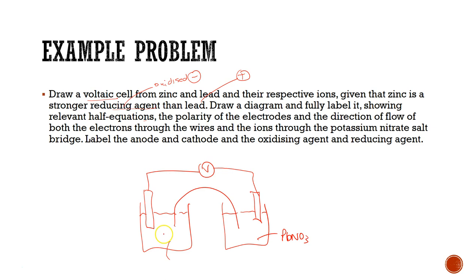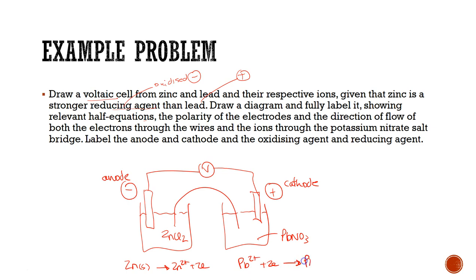This is going to be, we can use zinc chloride in my anode. This will be my anode. Cathode. Again, I know this because zinc is the more reactive metal. So zinc solid will be going to Zn2+ plus 2 electrons. And on this side, Pb2+ plus 2 electrons will be going to Pb solid because the cathode is always the site of reduction. I will have KNO3 in my salt bridge.